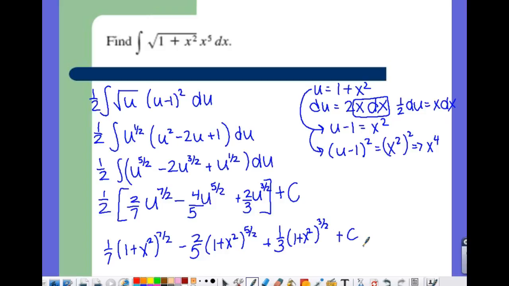Okay, I want to stop here. The next examples have numbers, which means they're going to get numbers for answers. And I want to keep everything general and plus C for your homework and work. So that is it. Good.